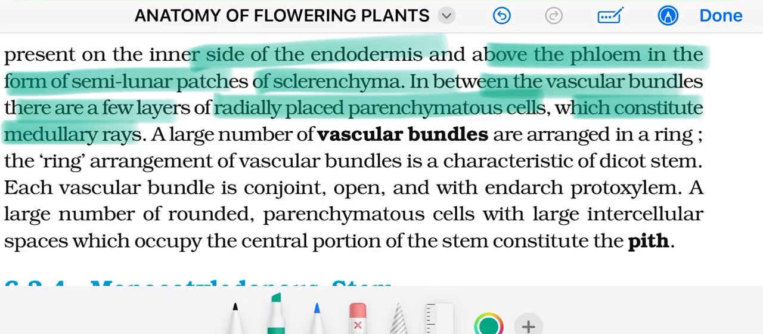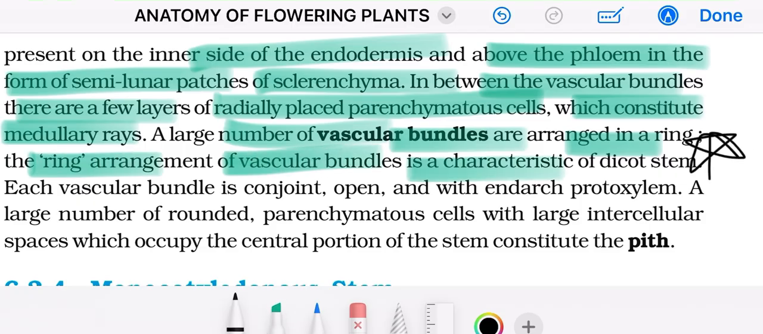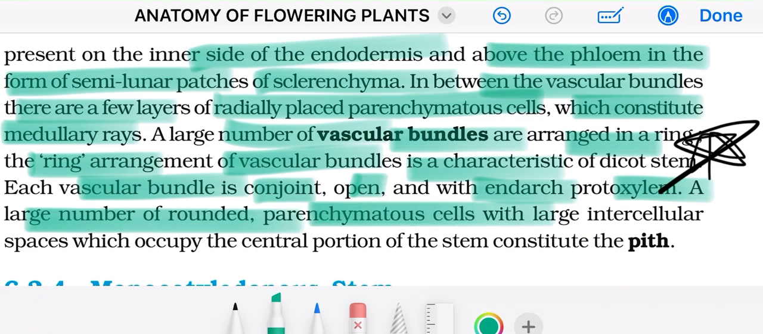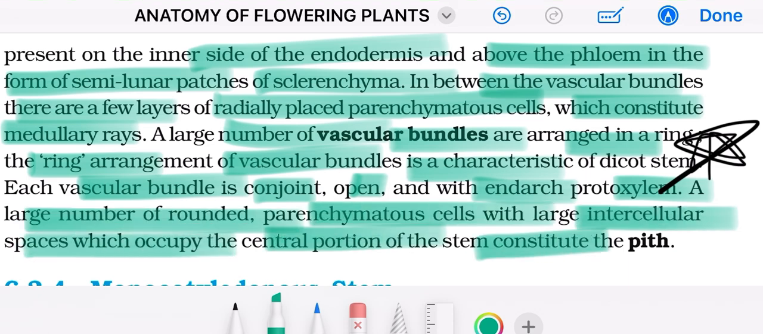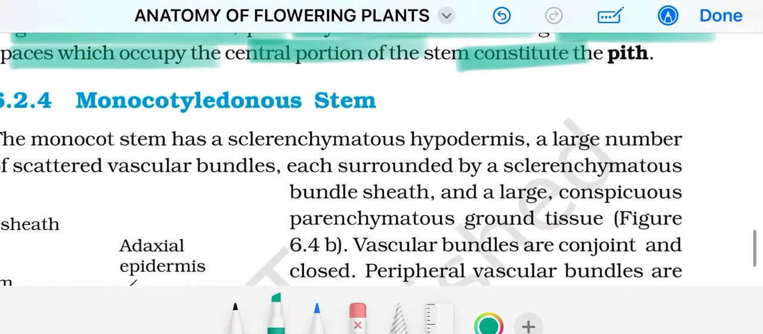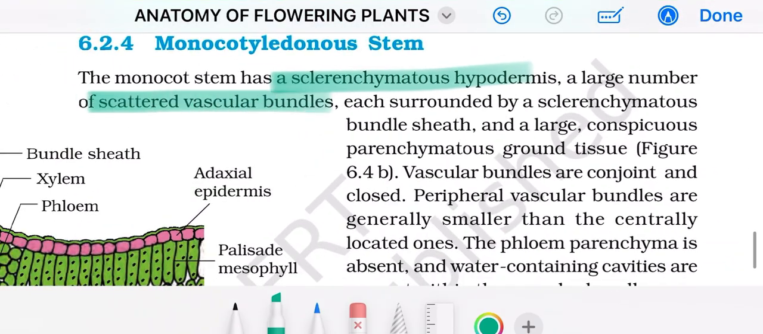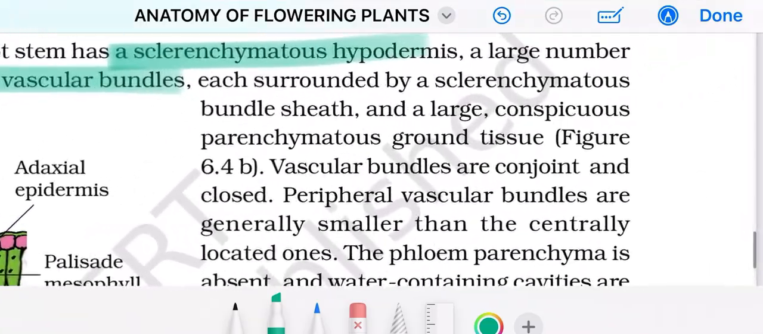Yes, important question. A large number of vascular bundles are arranged in a ring. The ring arrangement of vascular bundles is a characteristic of dicot stem. Each vascular bundle is conjoint, open and with endarch protoxylem. A large number of rounded parenchymatous cells with large intercellular spaces, which occupy the central portion of the stem, constitute the pith.